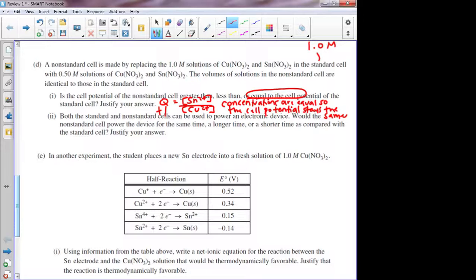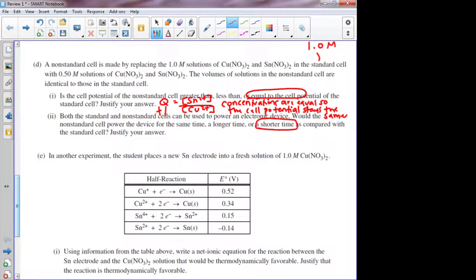All right. Would the non-standard cell power the device for the same time, a longer time, or a shorter time as compared with the standard cell? Justify your answer. Okay. So, the question, put in simple terms, is: changing the concentration to 0.5 molar, is this going to power the cell for a shorter time, longer time, or the same amount of time? Shorter. It's going to be a shorter time.